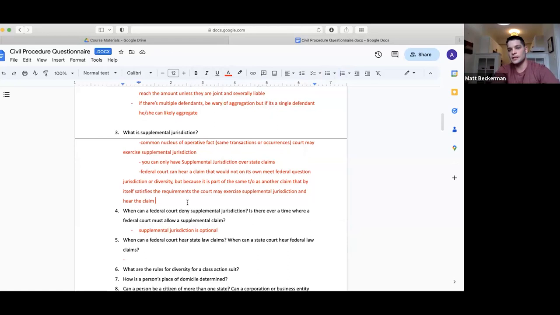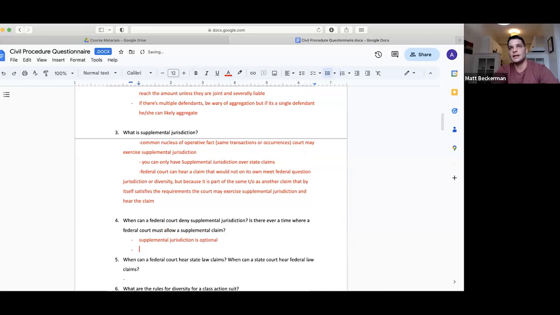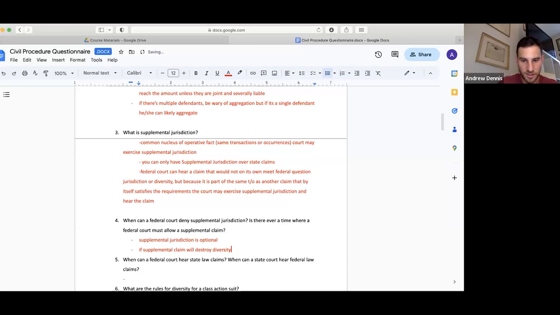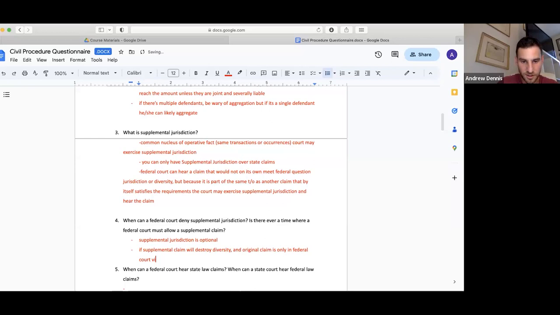Okay, so that would have to involve a supplemental claim involving another party, generally bringing in another person that would destroy diversity. Okay, so if the supplemental claim will destroy diversity and the original claim is only in federal court via diversity, the court cannot exercise supplemental jurisdiction. Yeah, and I know this is very confusing.